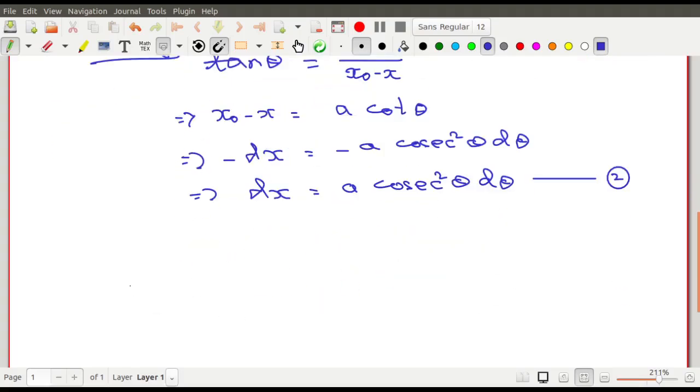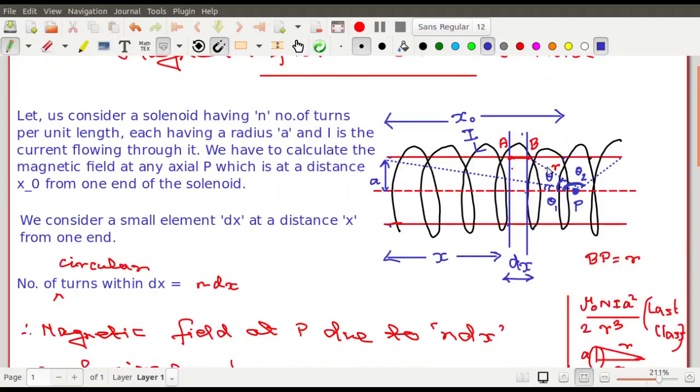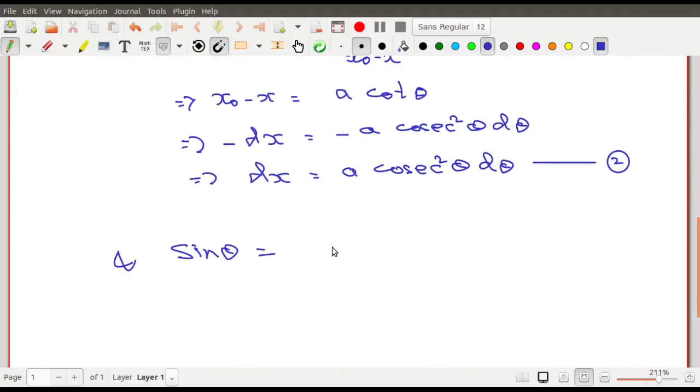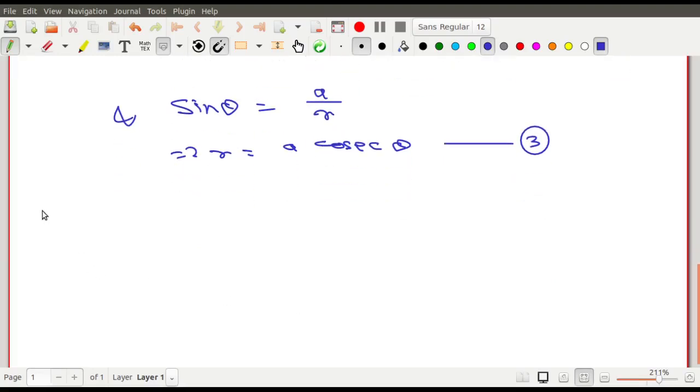And also from the figure you will find sin theta. What is the value of sin theta? Sin theta মানে perpendicular by hypotenuse, লম্ব by অতিভুজ, perpendicular by hypotenuse, so that is a by r. So এই ভ্যালুটা হচ্ছে a by r. So এখান থেকে আমরা r এর ভ্যালুটা বের করে নিচ্ছি. So r becomes a cosec theta. This is equation number 3. Right? So let us put 2 and 3 in 1.